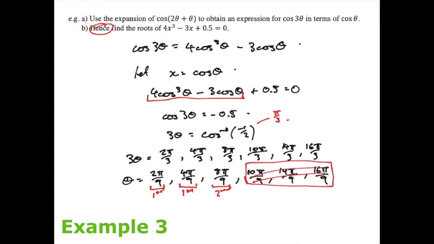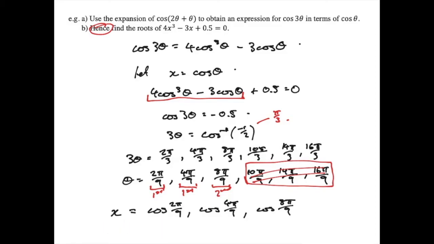So our final answer is x is cosine 2 pi on 9, cosine 4 pi on 9, and cosine 8 pi on 9. And they are our 3 roots.